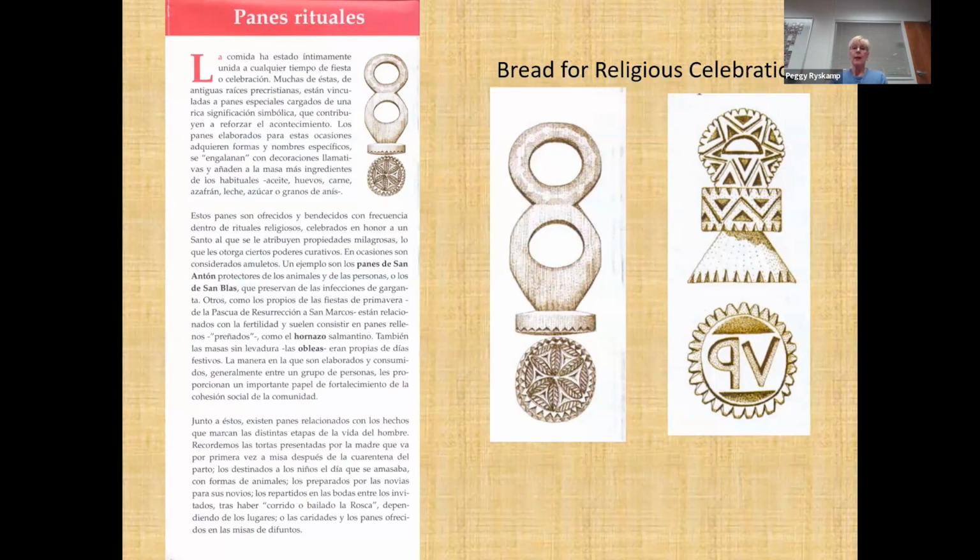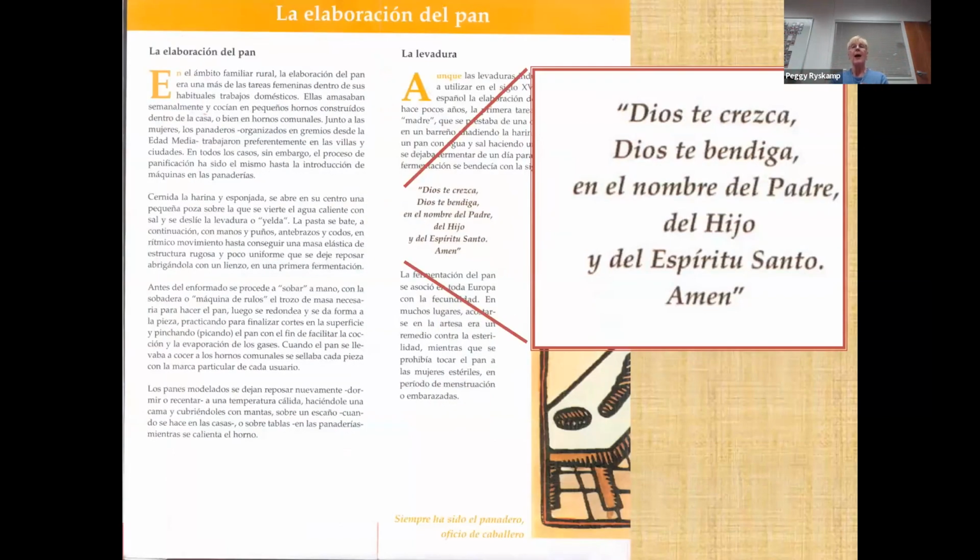They had special stamps and seals for special occasions or special bakeries or for special people that they would use to stamp their bread. And another fact I like about bread is that there was actually a prayer that they would say for the yeast to make the bread rise when they would bake it.